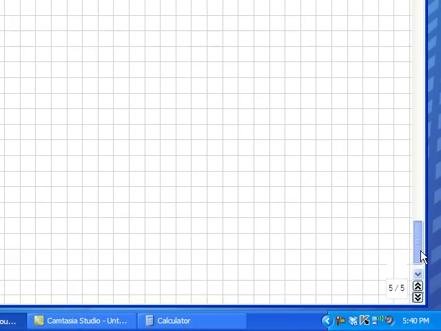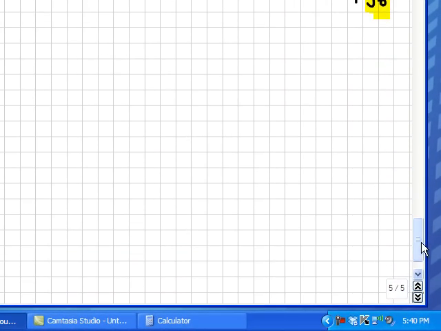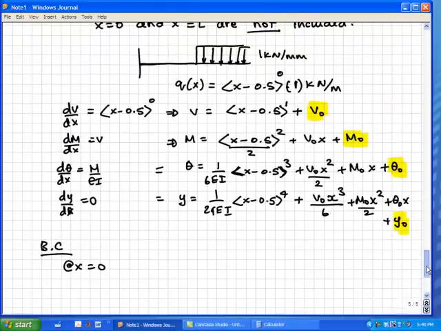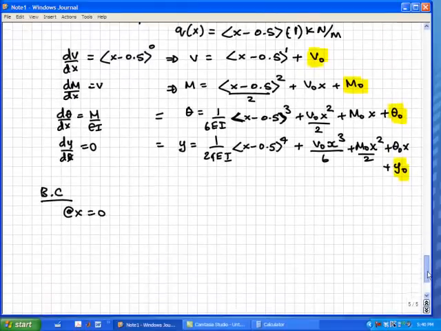How do you find the 4 constants? Boundary conditions, tell us. So boundary conditions will tell us at x equal to 0. What happens at x equal to 0? At x equal to 0, we have built-in or fixed, which implies y at 0 equal to 0, theta at 0 equal to 0.